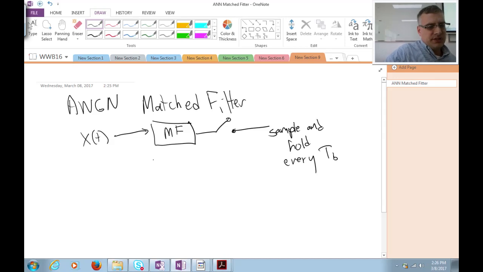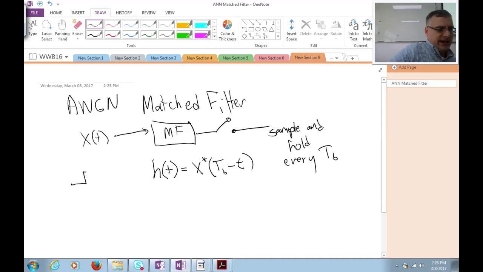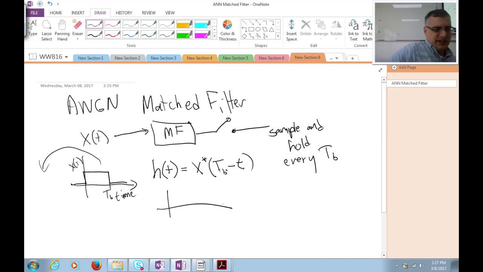This matched filter, what shape does it have? It basically has a time reversed copy of my original symbol X, so that if my X is pulses coming in here, I've put ones and zeros on square wave pulses. This is time. Then, what happens when I go over here and flip it? So I flip this signal over here, and then I shift it by T sub B. Well, it turns out that I get the exact same thing for h of t as a function of time.